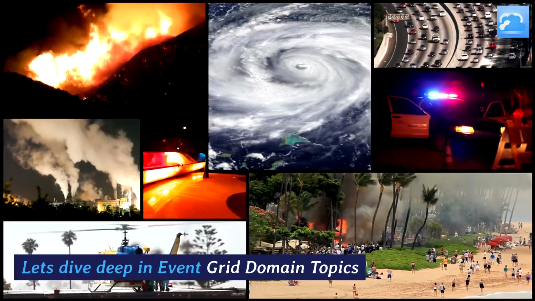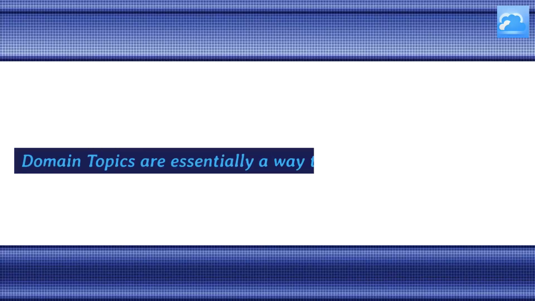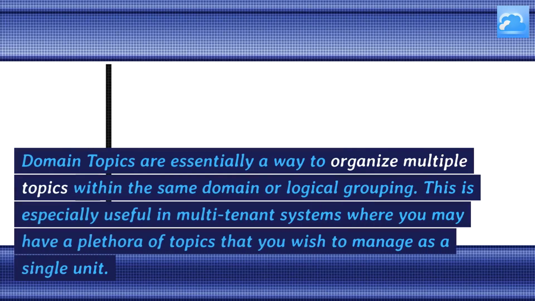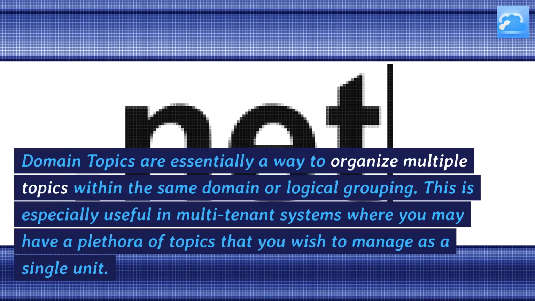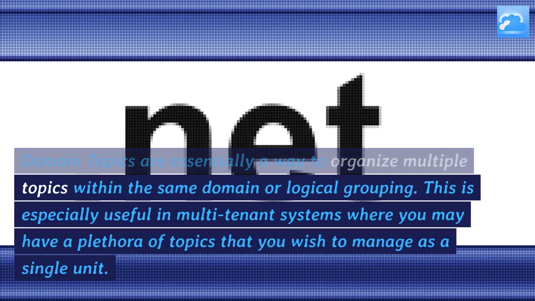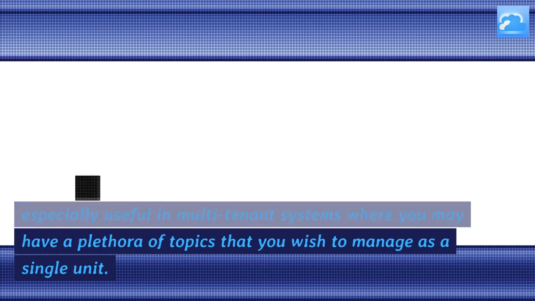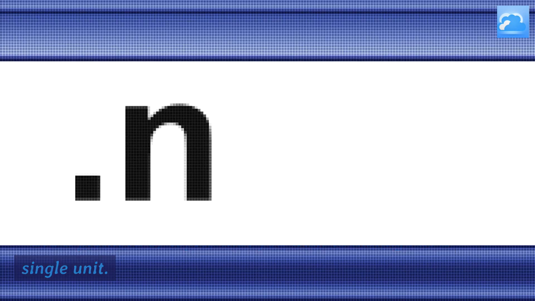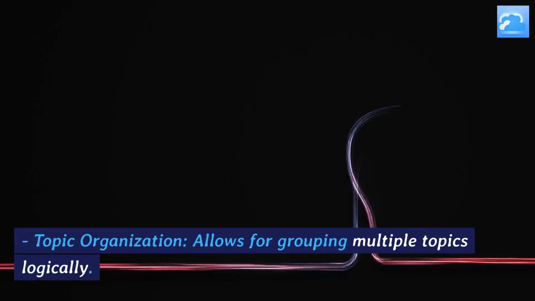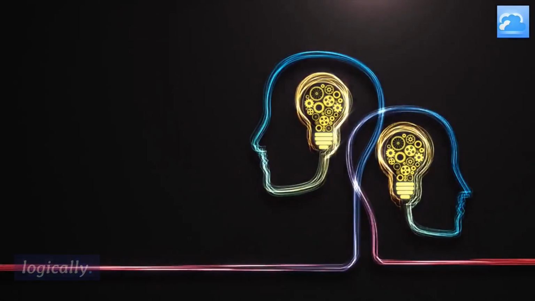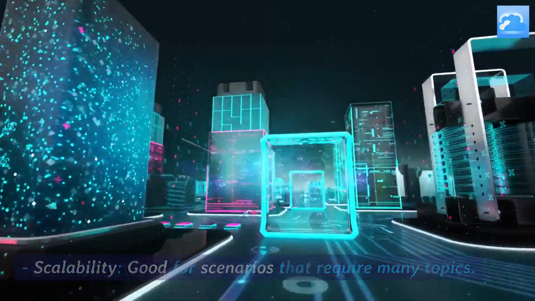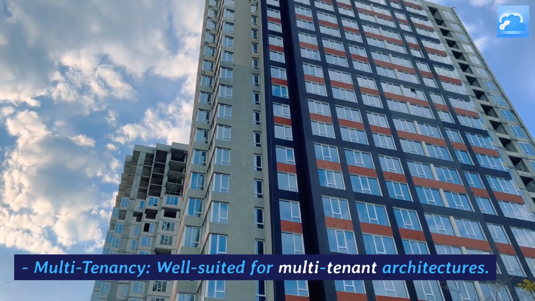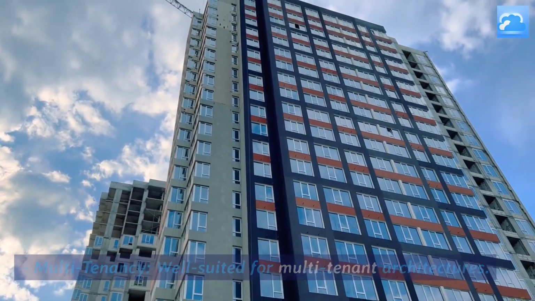Let's dive deep in Event Grid domain topics. Domain topics are essentially a way to organize multiple topics within the same domain or logical grouping. This is especially useful in multi-tenant systems where you may have a plethora of topics that you wish to manage as a single unit. Key points. Topic organization, allows for grouping multiple topics logically. Scalability, good for scenarios that require many topics. Multi-tenancy, well suited for multi-tenant architectures.